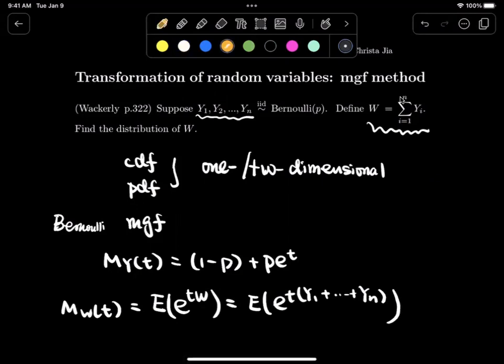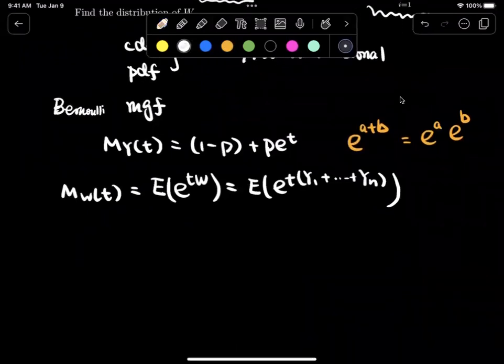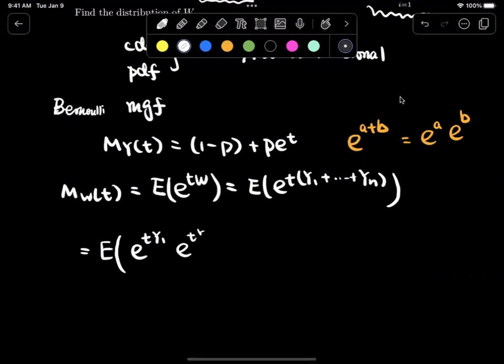So let's do some mathematical manipulations here. If we have e to the power of a plus b, we can split it up into e to the power of a times e to the power of b. So let's do exactly the same thing here. Let's split up the expression into e to the power of t times y1, e to the power of t times y2, all the way to e to the power of t times yn.